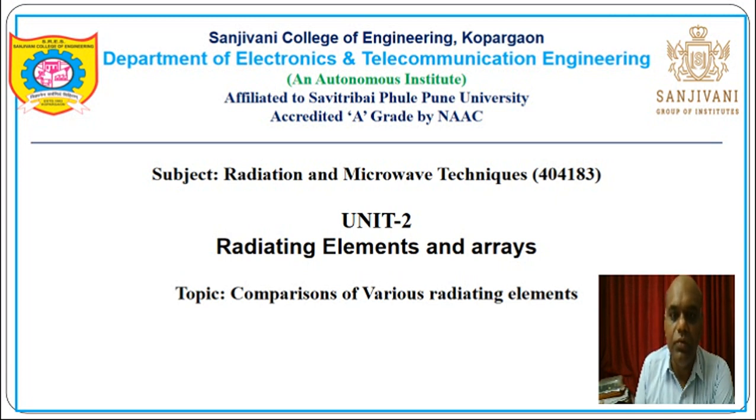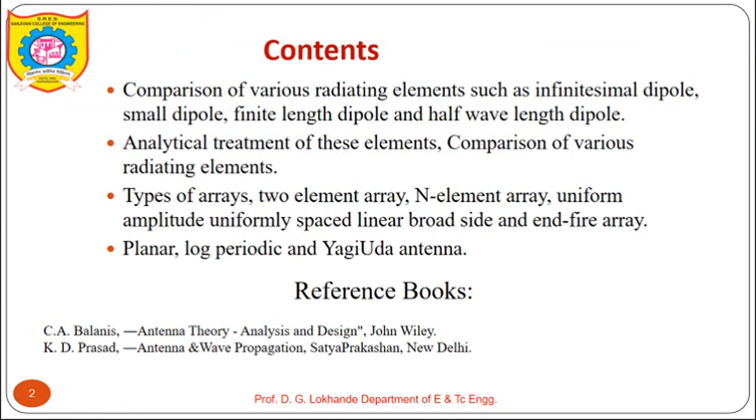Today, unit number 2, radiating elements and arrays, and the topic name is the comparison of various radiating elements. The content of unit number 2: comparison of various radiating elements such as infinitesimal dipole, small dipole, finite length dipole and half-wavelength dipole. The second part is the analytical treatment of these elements and comparison of various radiating elements.